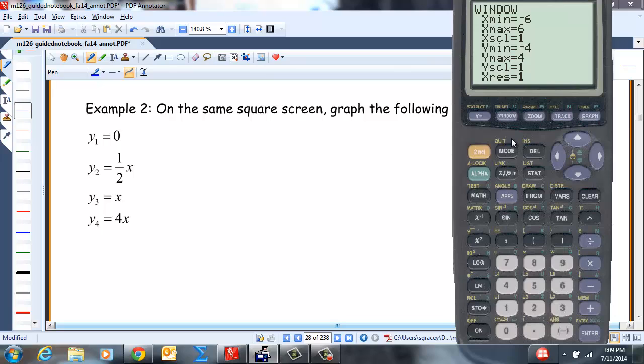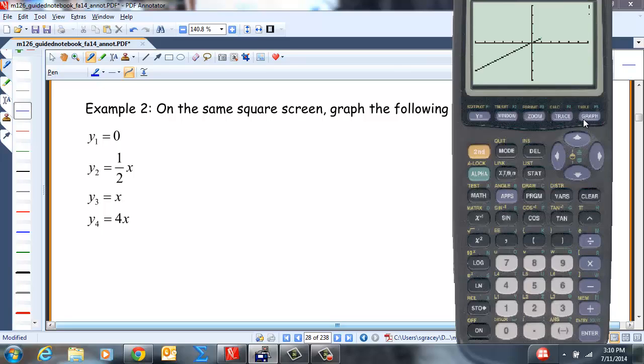All right, so in our scales the same, each one is 1 unit. So now let's go ahead and we're going to have 4 equations. So this will be 1/2 times x. This one will just be 1x, so that's going to be a slope of 1. This will be 4 times x. So we're graphing 4 lines, so let's see how it turned out.